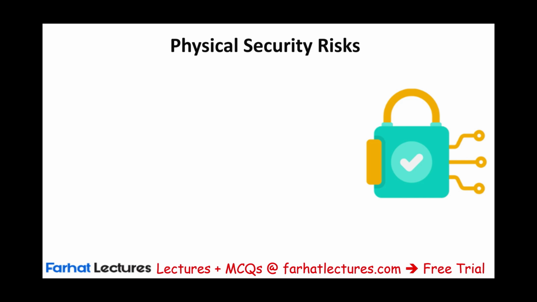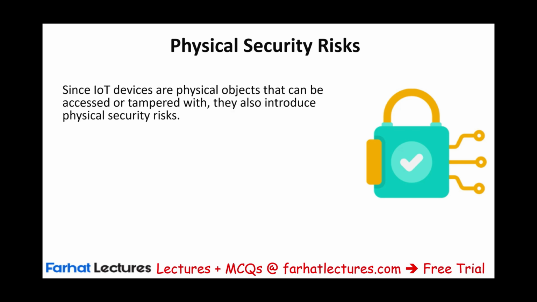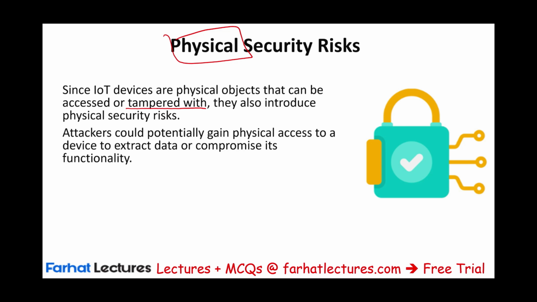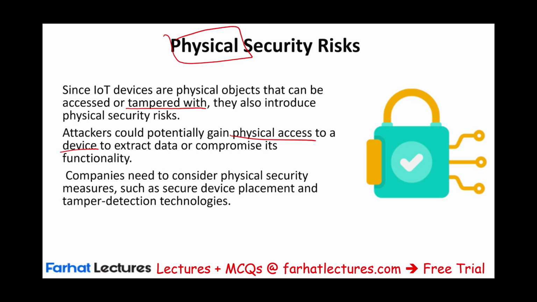Another risk is physical security threat, that's always present. Since IoT devices are physical objects, they can be accessed or tampered with. Maybe someone can get into your HVAC system and make changes. They need to physically get there, but once they get there, they can tamper with the system. They can also introduce physical security risks. So attackers can potentially gain physical access to a device, a camera, to extract data or compromise its functionalities. So companies here have an additional concern: the physical security measures, such as device placement and tamper detection technology. So if someone makes any changes, it would alert us.